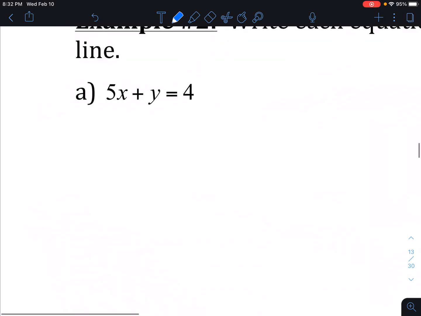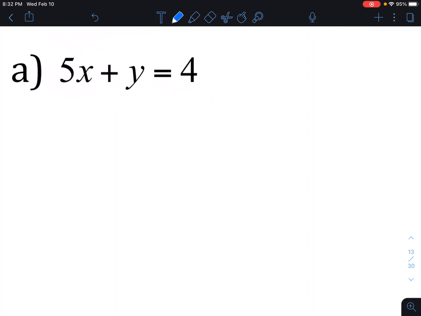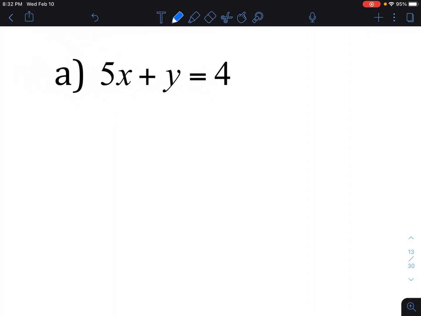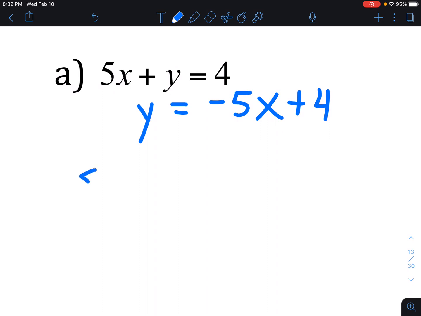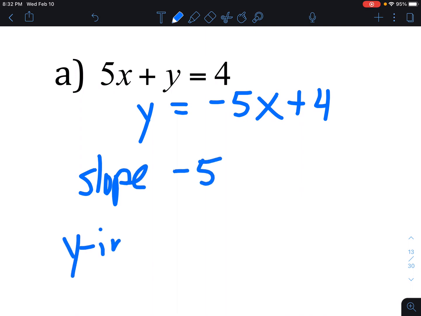So letter A. Well, I can see here that y is not by itself. So what we need to do is subtract 5x from both sides. It is essentially just moving it to the left side. You can't actually subtract it from the 4. They are not like terms. So this guy is in slope-intercept form. The slope is -5, and the y-intercept is the 4. That would be the b.